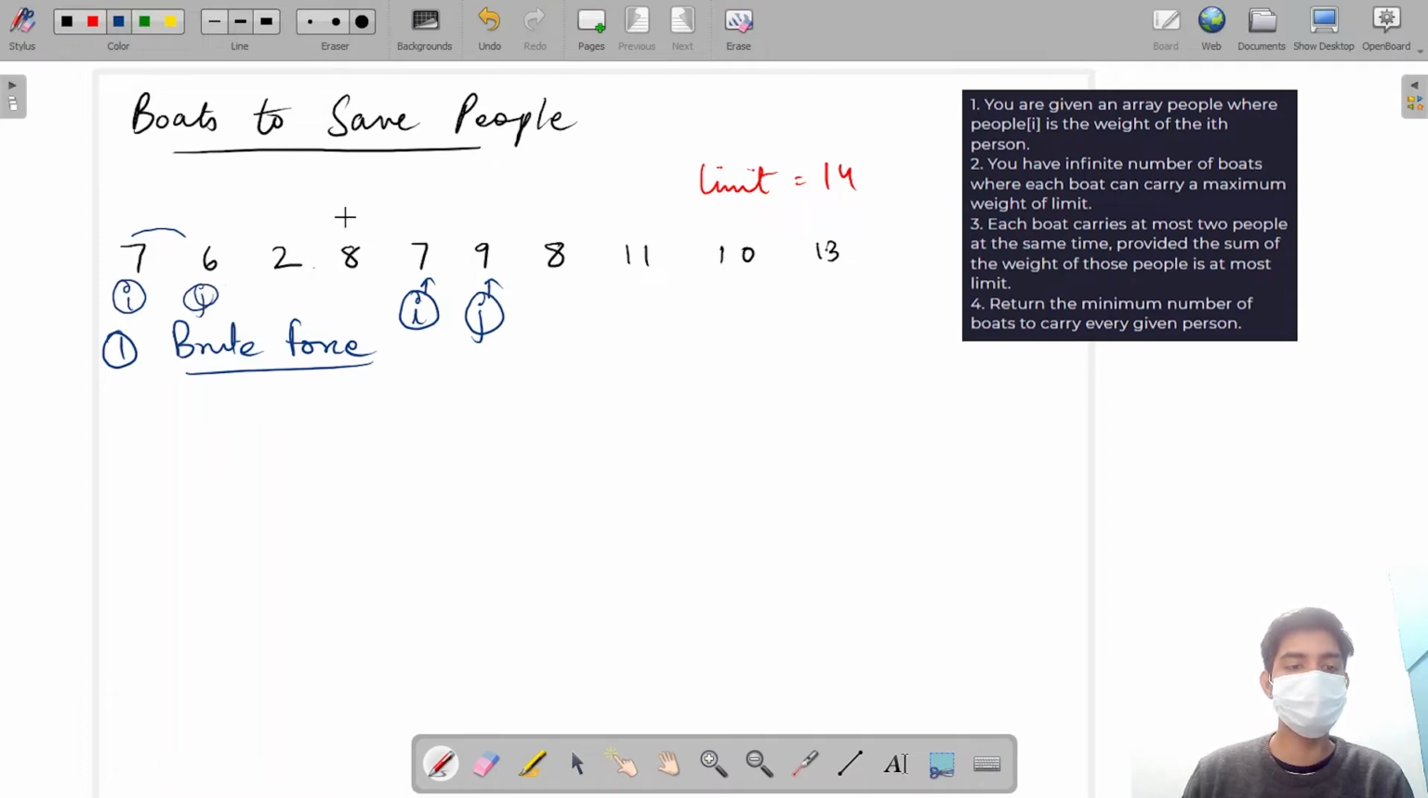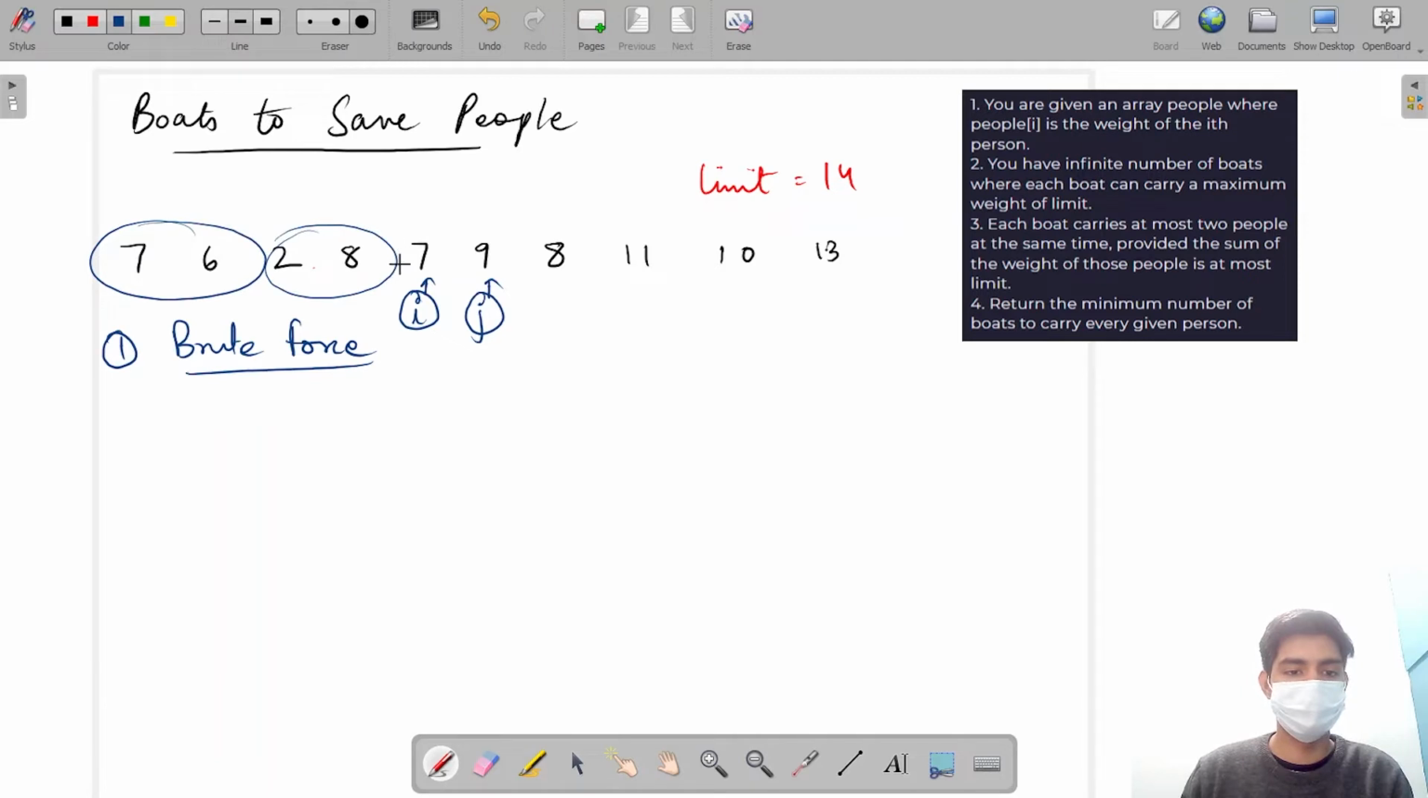The j will traverse through every element of the array, and it will check whether I can pair this i with this j without exceeding my limit. If I exceed my limit, then it means that these two cannot go together on the boat. So what am I doing is, let's say I was here.